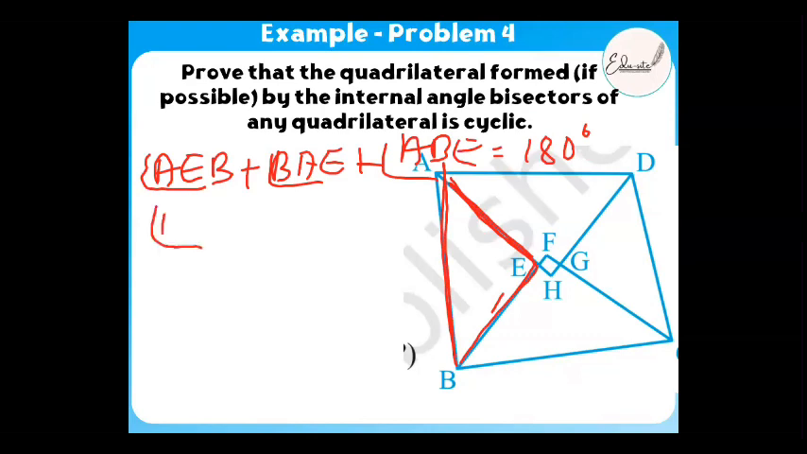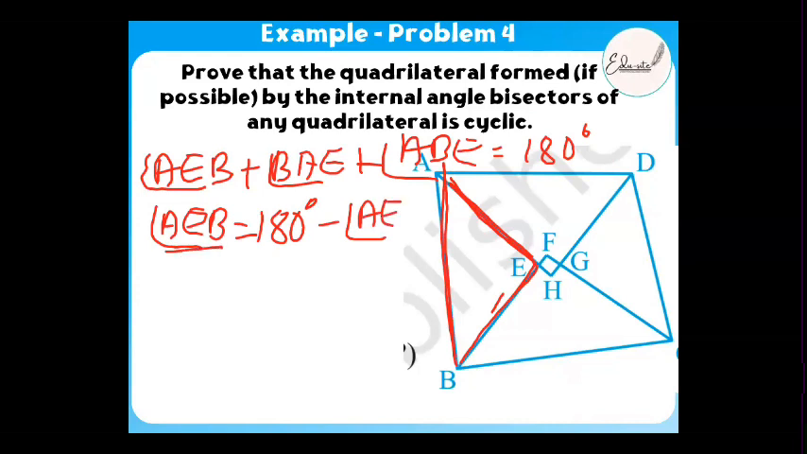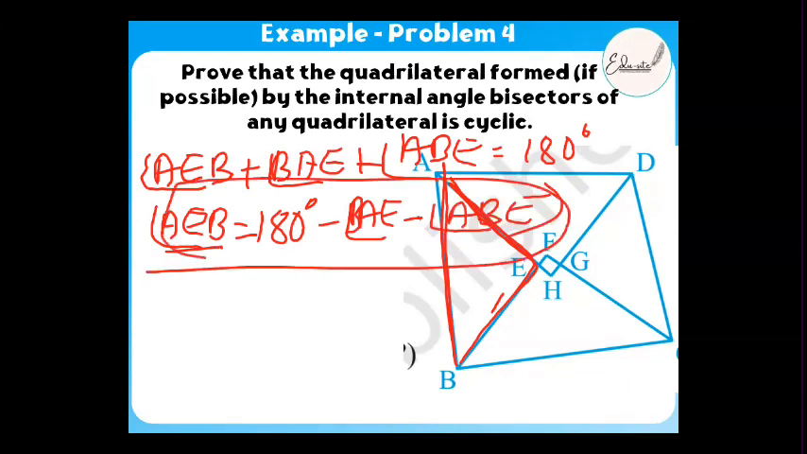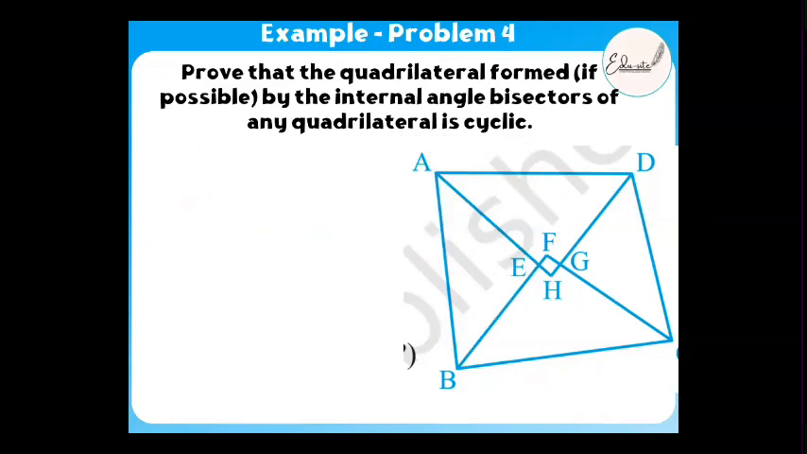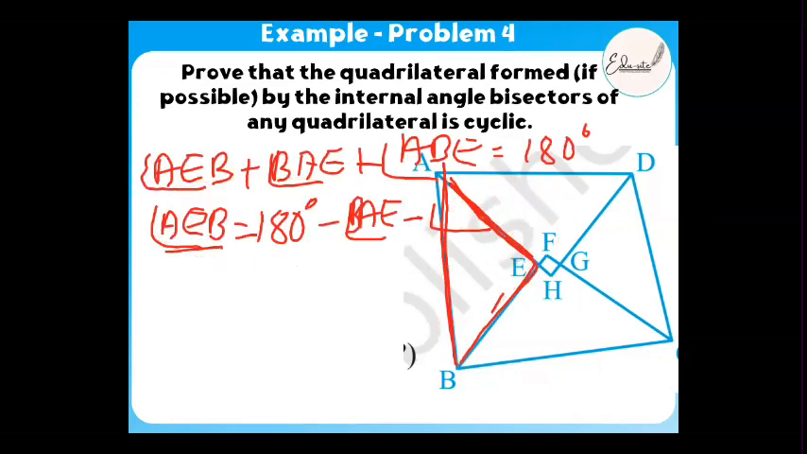So to find angle AEB, what do we do? It is nothing but 180 degree minus angle BAE minus angle ABE. Understood? So why is AEB equal to 180 degree minus BAE minus ABE? Because in the triangle, the total angle is 180 degree. So this angle is nothing but 180 degree minus these two angles, correct? Understood? Okay, so let's go back to the thing that we were proving.